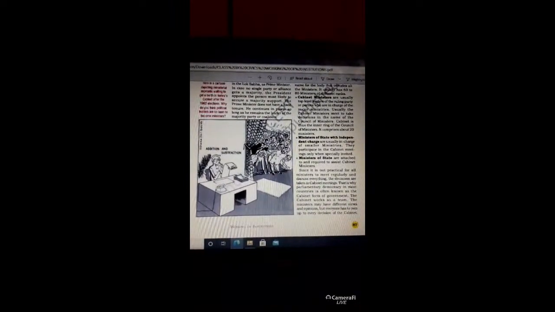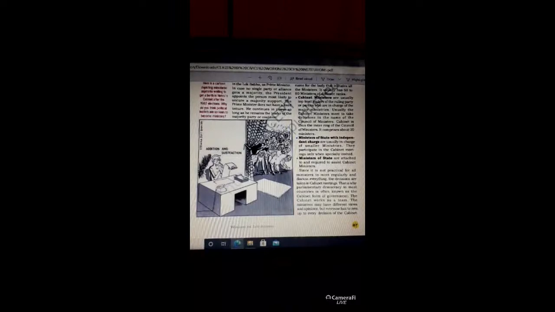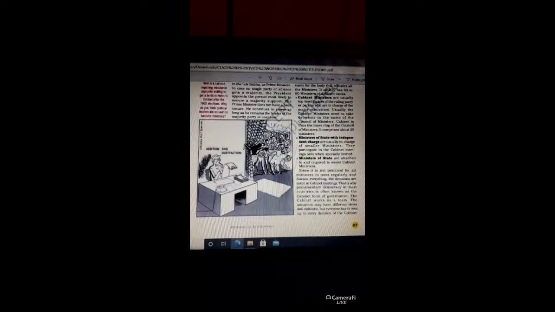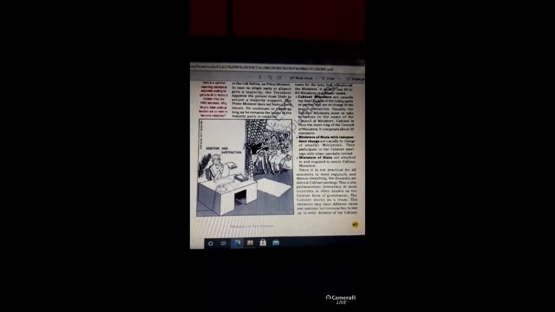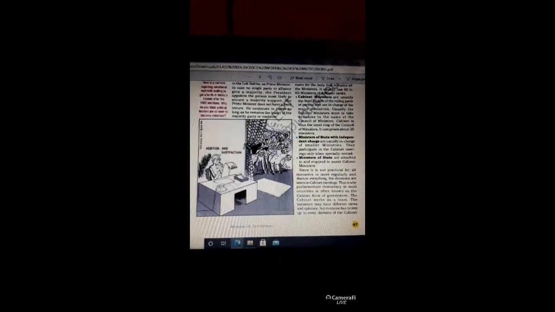So ministers of state are attached to and require the assistance of cabinet ministers. They are the junior ministers who are assigned to assist cabinet ministers and the ministers of state with independent charge. So they assist at the cabinet meeting when it is required, and at that time they come.